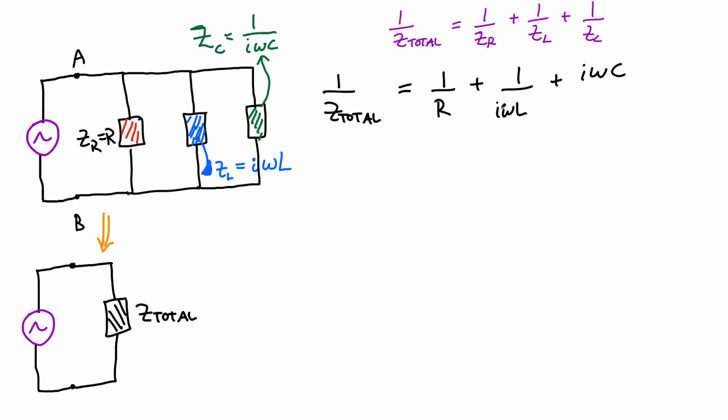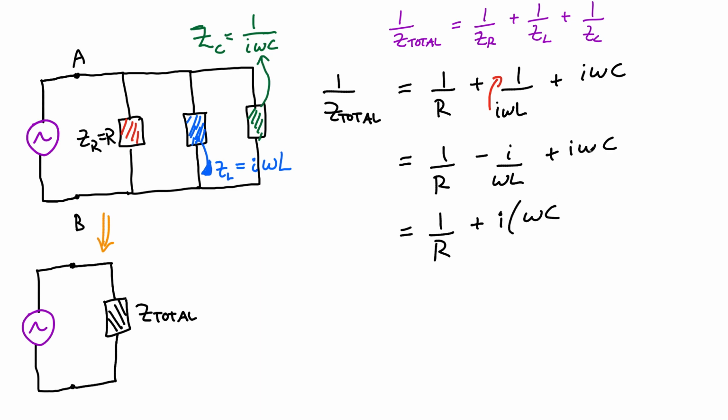What we're going to do now is bring this imaginary number to the numerator. If you do that, you simply have to switch the sign. So this here ends up being a minus i omega L and plus i omega C. One of our last steps now, let's write this in a more compact form. We can factor out this imaginary term. Let me switch the order here: the omega C term first, and then minus 1 over omega L. And this is 1 divided by my total impedance.